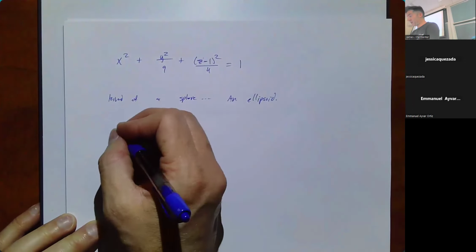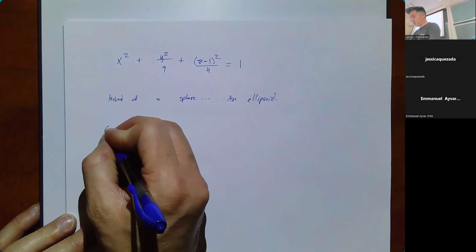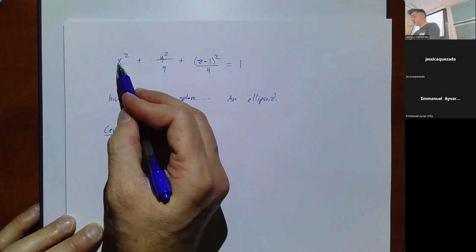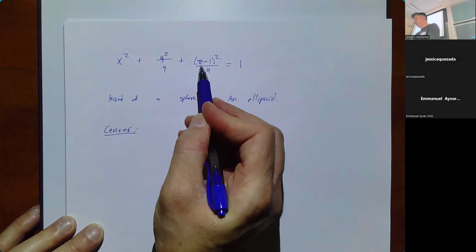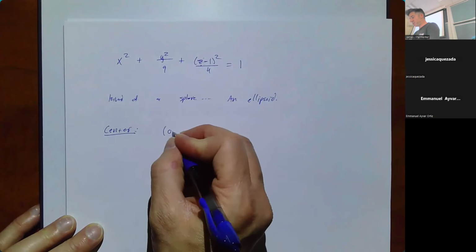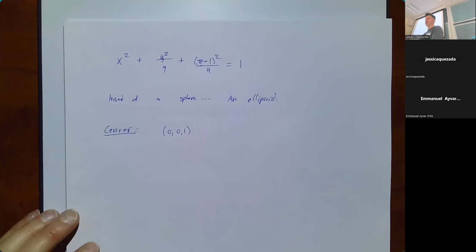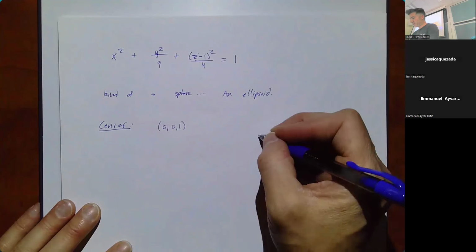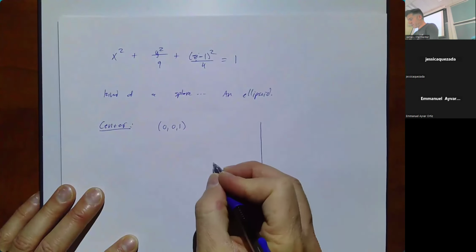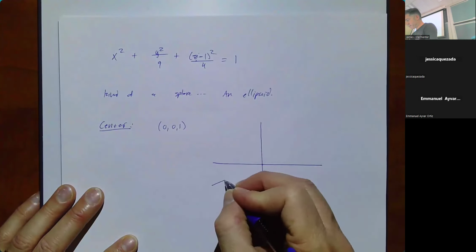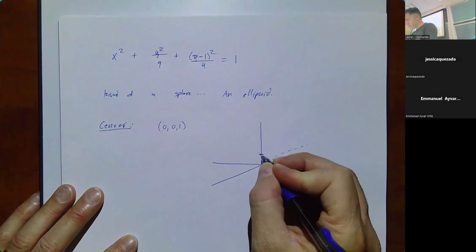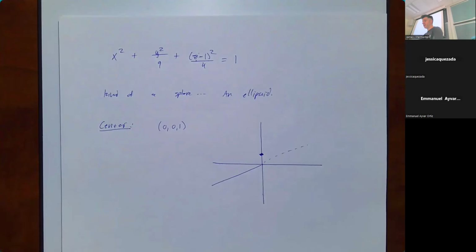Well, let's talk about the center. The center of this ellipsoid is going to be x equal to 0, y equal to 0, and z equal to 1, which is maybe less than ideal for drawing. There's the center of my ellipsoid.